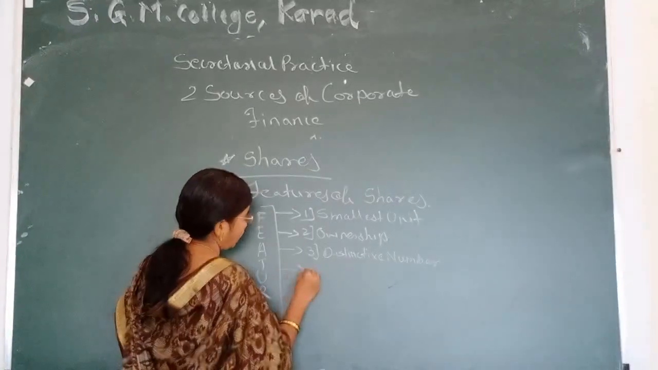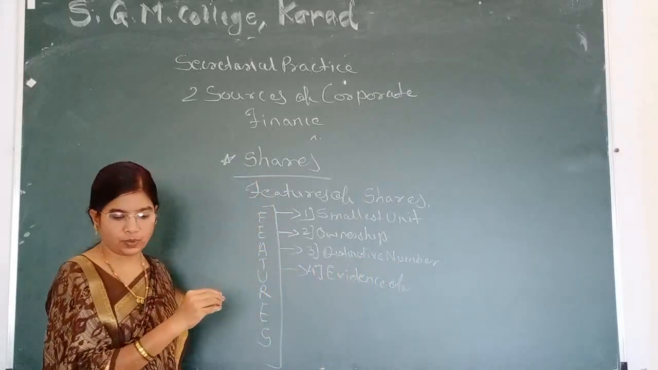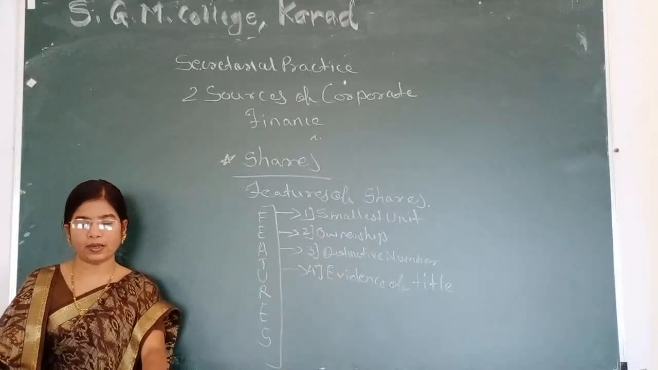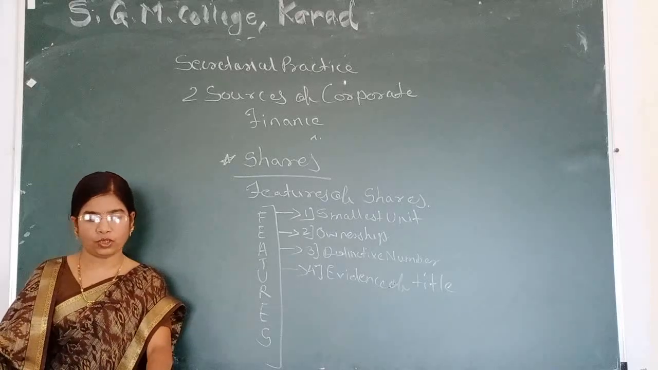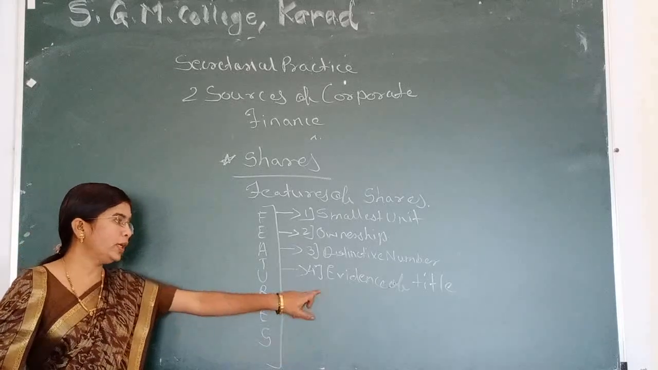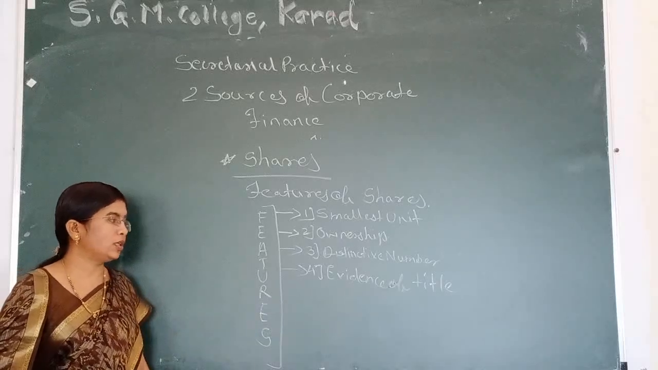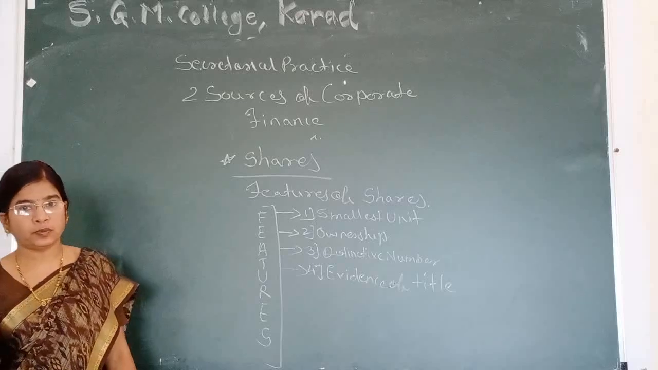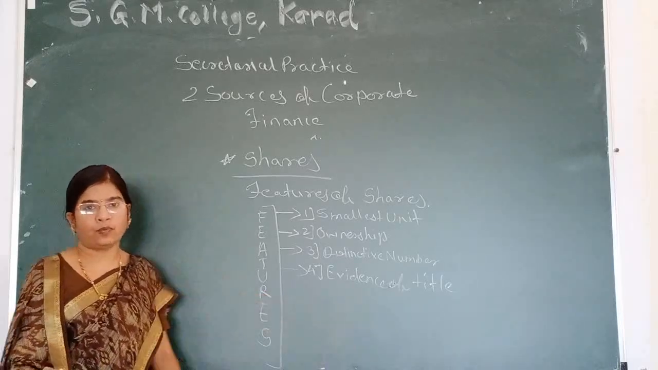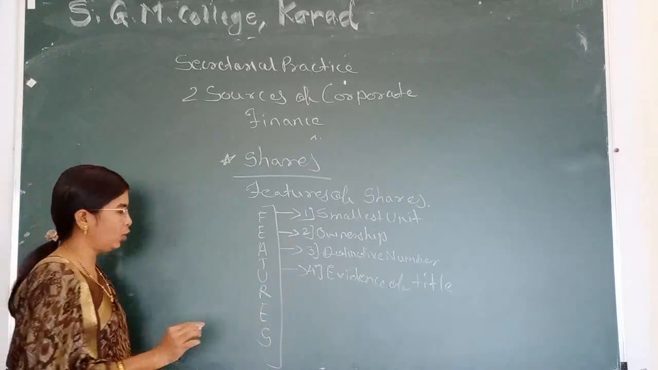Fourth feature is evidence of ownership, evidence of title. A share certificate is issued by a company under its common seal. It is a document of title of ownership. So it is evidence of title because when a person purchases shares, the company gives him a share certificate, and on that share certificate the shares purchased by the person are mentioned. It is a proof for the person who purchases the shares. Next feature is value of shares.